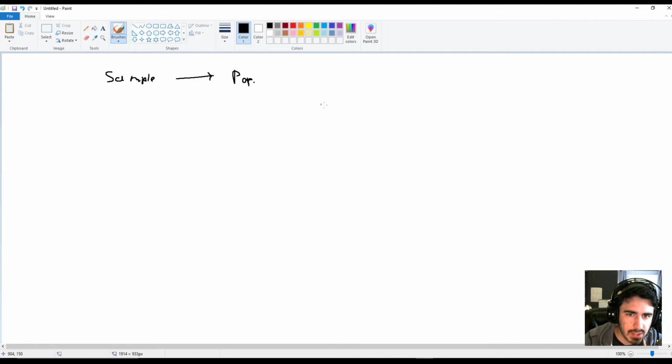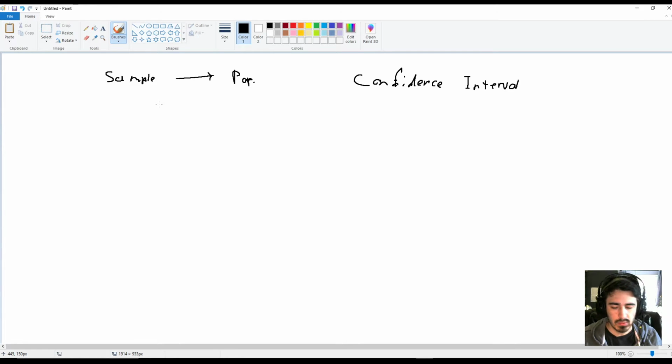Well, in order to actually know if we can do that or how accurate we are in doing that, we use what's known as a confidence interval. So a confidence interval, as the name implies, tells us how confident we actually are that our sample is reflective of the population. And to be more technical, our confidence interval tells us how likely we are that the true population's average falls within our sample.